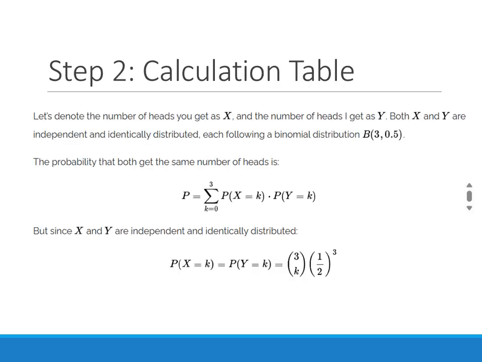Let's denote the number of heads you get as x, and the number of heads I get as y. Both x and y are independent and identically distributed, each following a binomial distribution with parameters n equal to 3 and p equal to 0.5. The probability that both get the same number of heads is the sum of the product of P of x equal to k and P of y equal to k. For a binomial distribution, we can write this as 3 choose k times 1/2 cubed.